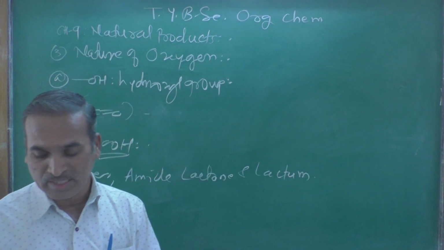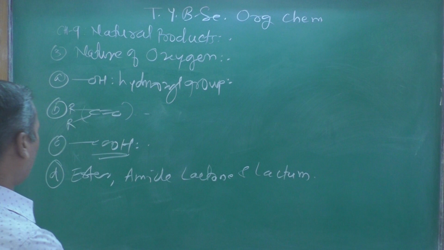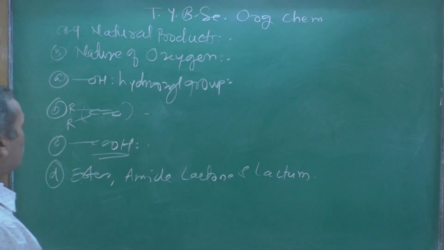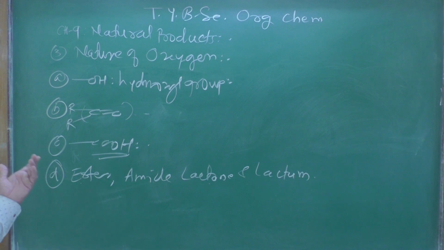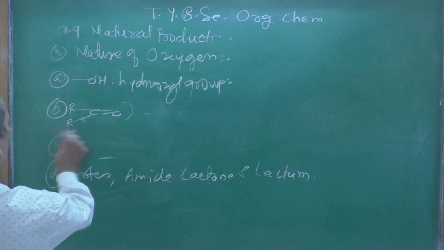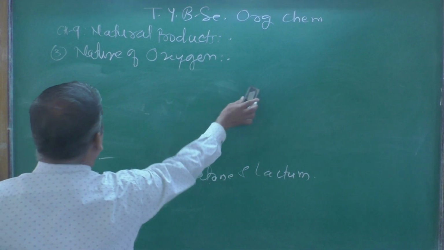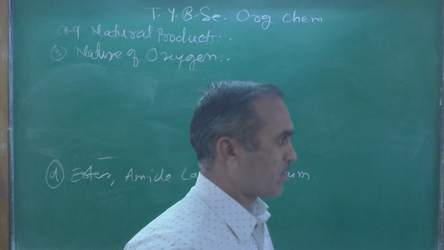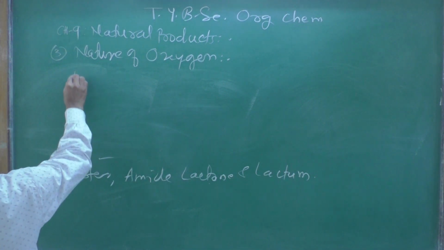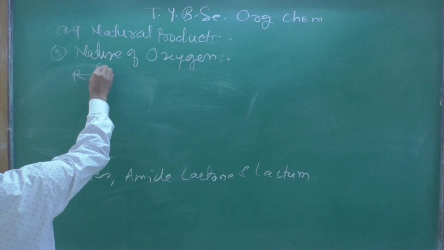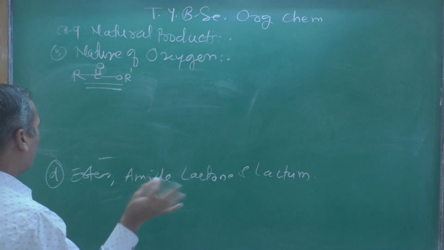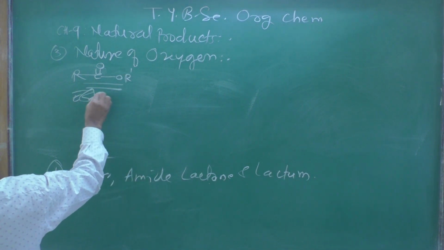First of all, let us see what we mean by ester, amide, lactone and lactam. I think you might already know ester. The first one is the ester. What is the general formula of ester? The organic compound having the general formula RC double bond O, then OR, is known as an ester. Everybody knows that it is an ester, right?